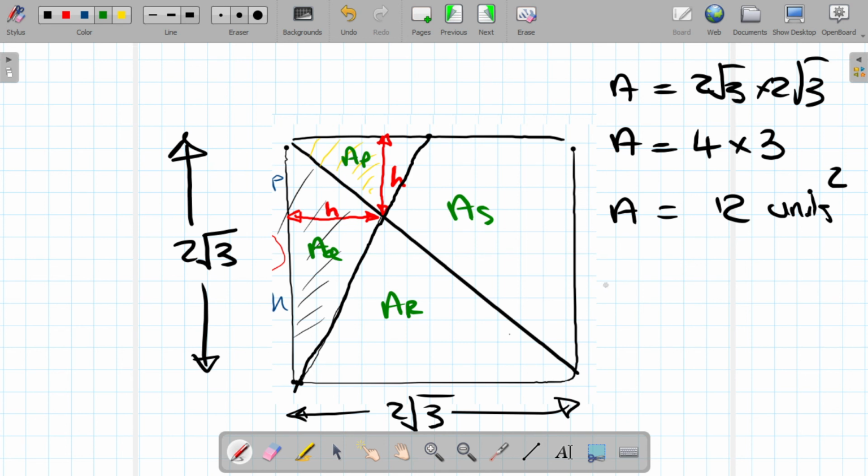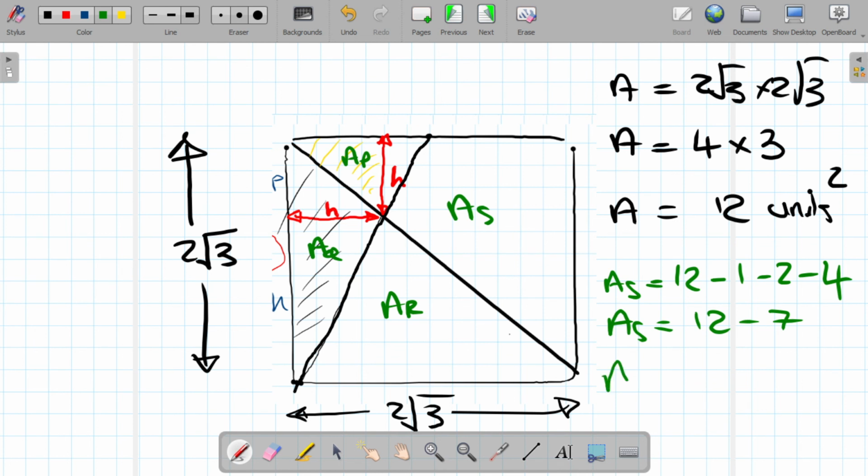So the area of S is simply 12 minus 1 minus 2 minus 4, right? Because we've worked out the areas of all these 3 triangles. And that leaves the area of S being equal to 12 minus 7. So the area of S is equal to 5 units squared, right? So I'll just conclude.